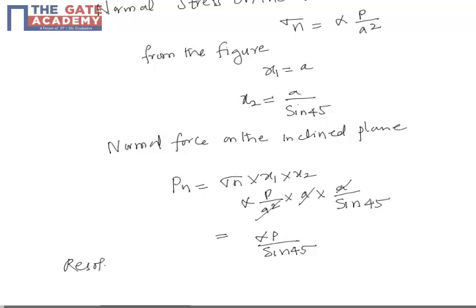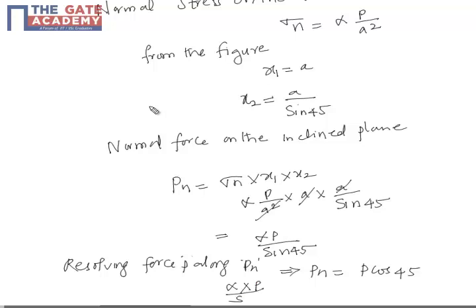Now resolving force P along the Pn direction, we get Pn is equal to P cos 45, and substituting the values of Pn, we get alpha into P divided by sine 45 is equal to P cos 45. Here P gets cancelled.